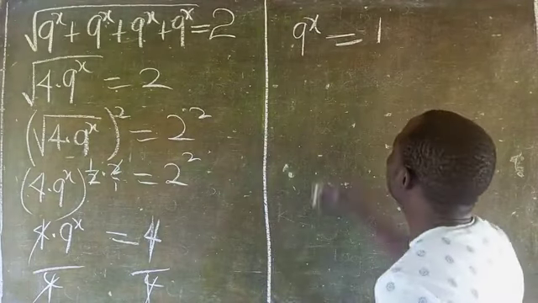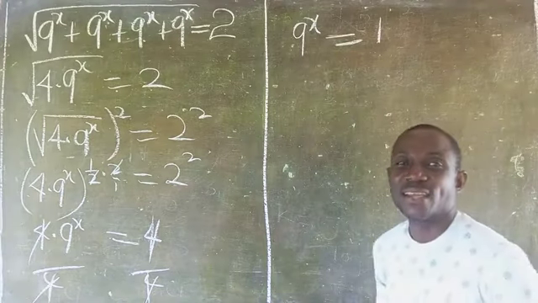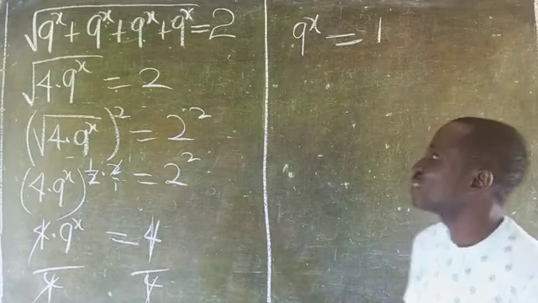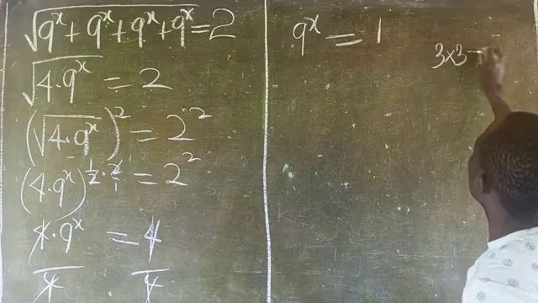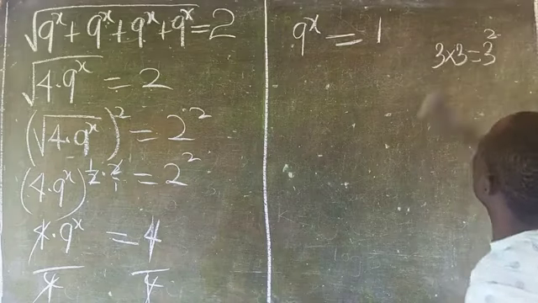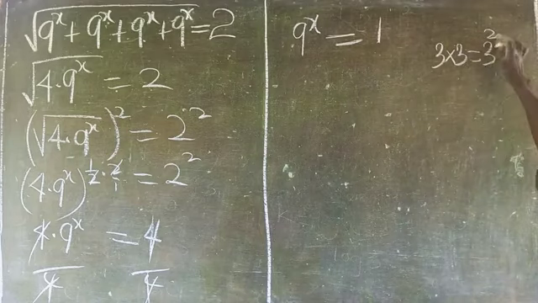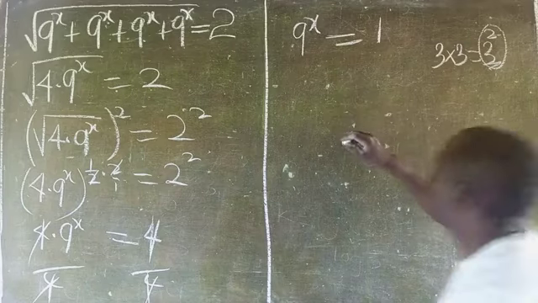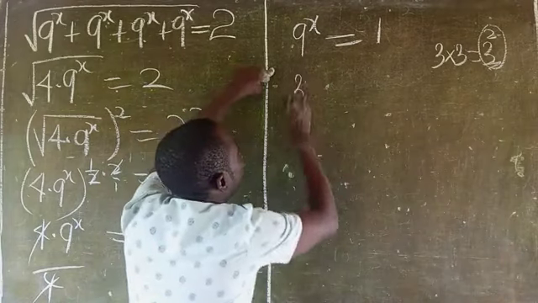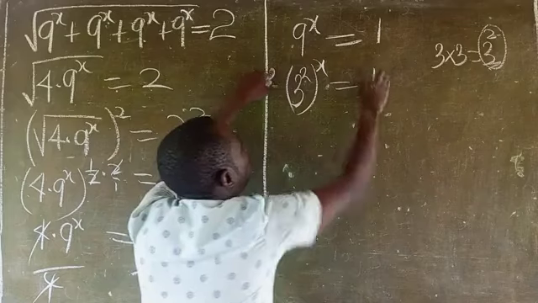Since we have 9 raised to power x equals 1, the next thing we do is transform 9 into index form. 9 is the same thing as 3 times 3, which is 3 raised to power 2. So 9 has a base of 3 and a power of 2. Putting 9 as 3 raised to power 2, the equation becomes 3 raised to power 2, that is the 9, raised to power x equals 1.